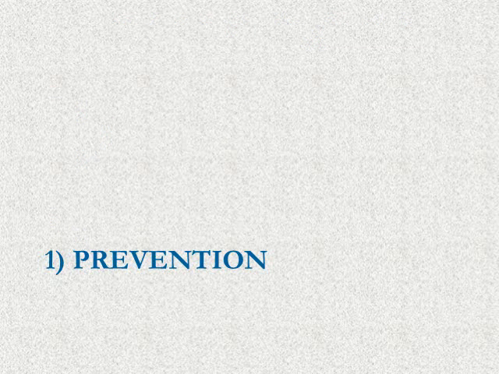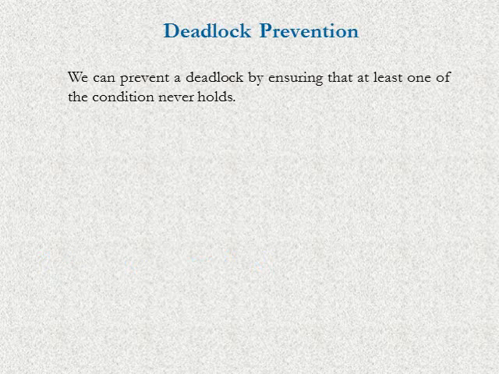In the first broader method, where we ensure that the system will never enter into a deadlock state, the first technique is prevention. In prevention, we prevent the system from entering into a deadlock state by ensuring that at least one of the necessary conditions for the deadlock does not hold in a system. So let's discuss those conditions along with the measures that we take to prevent the system from entering into a deadlock.